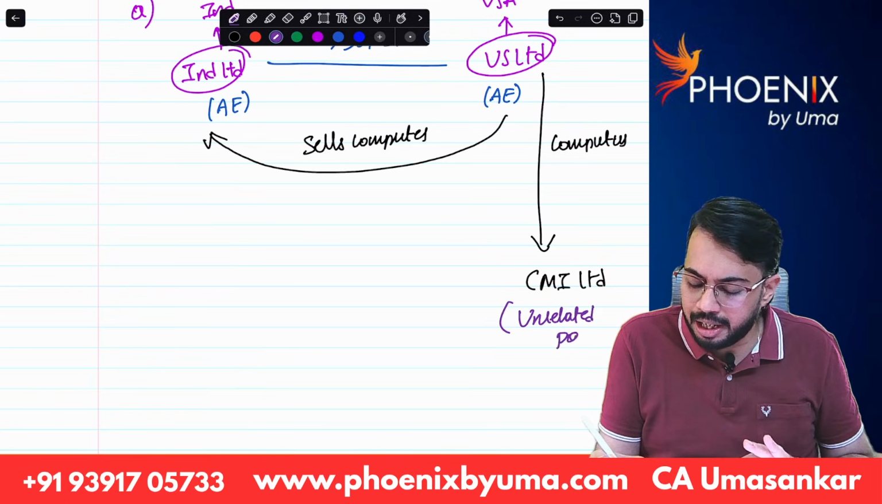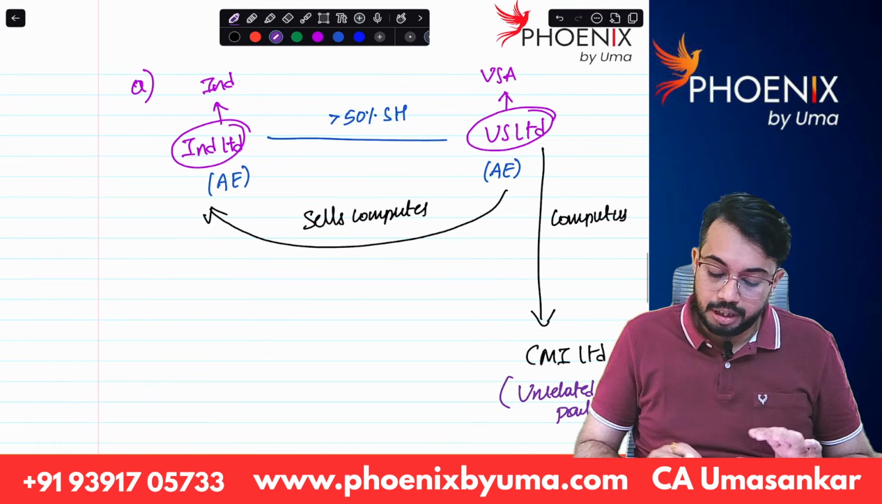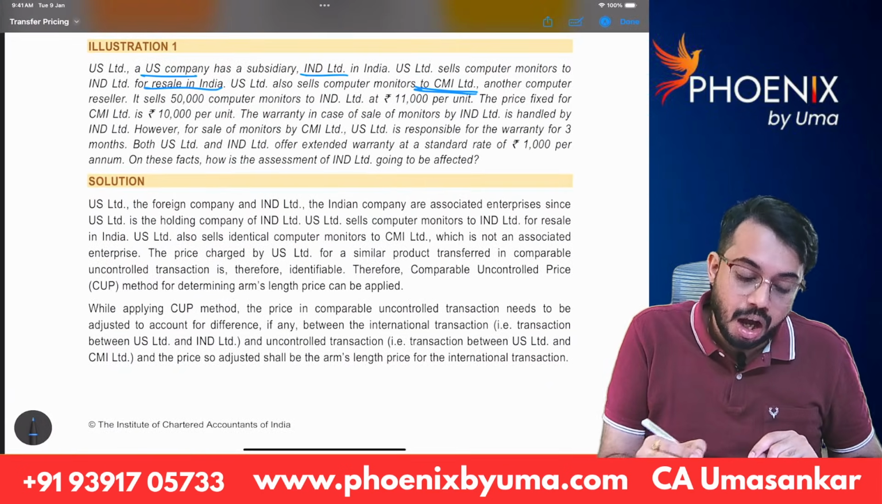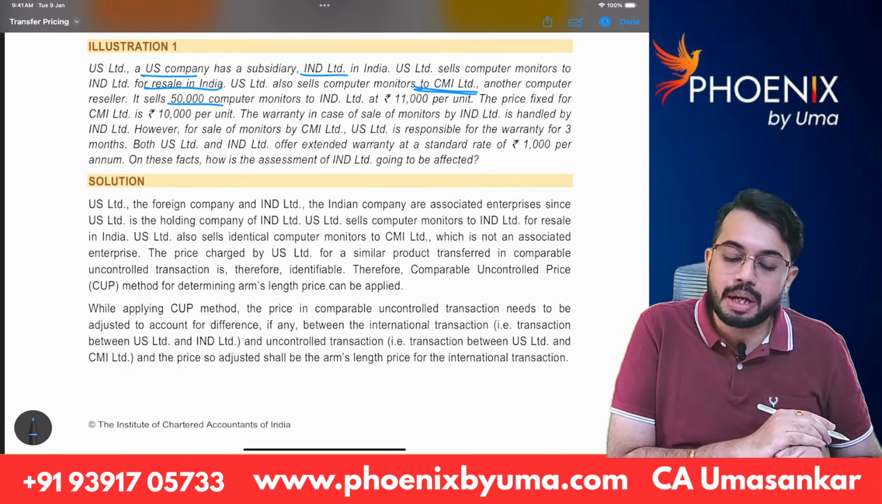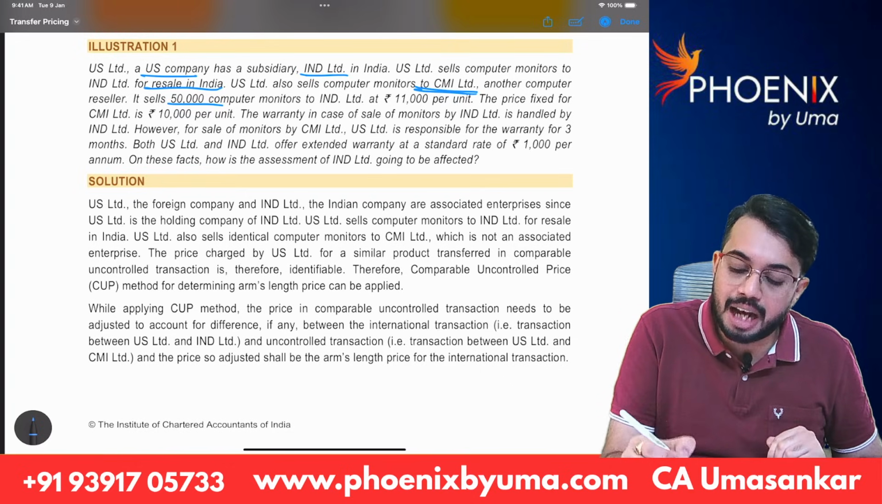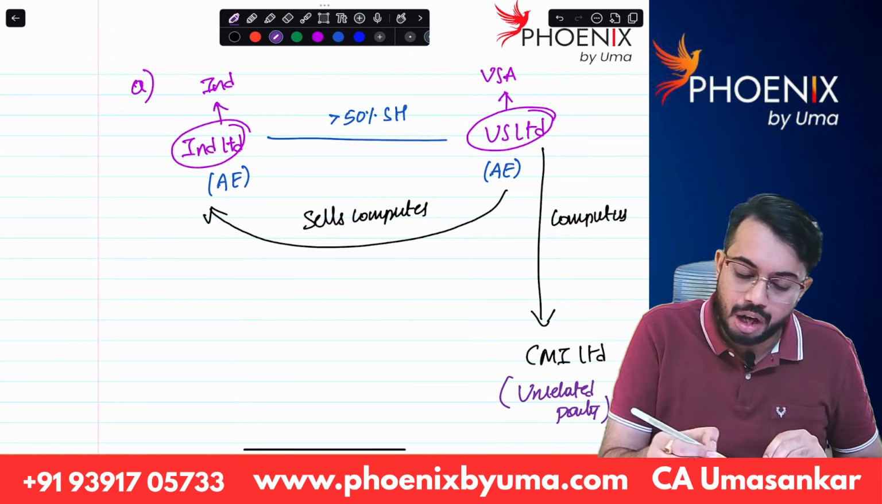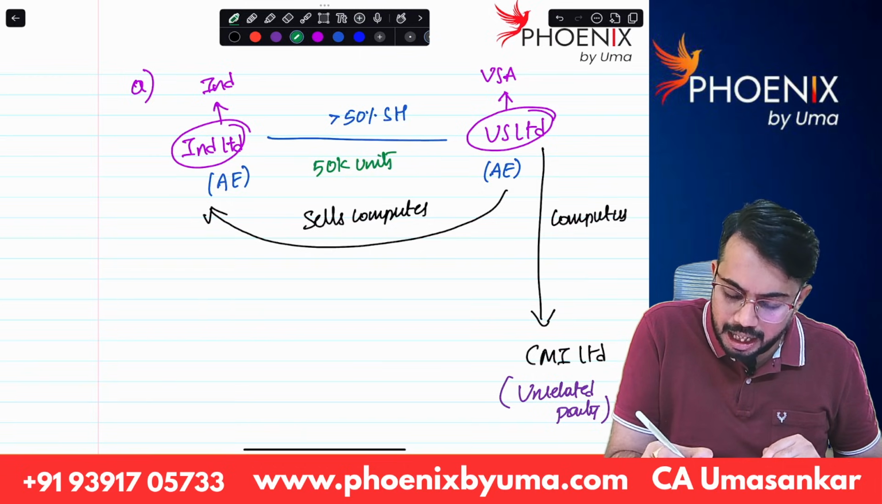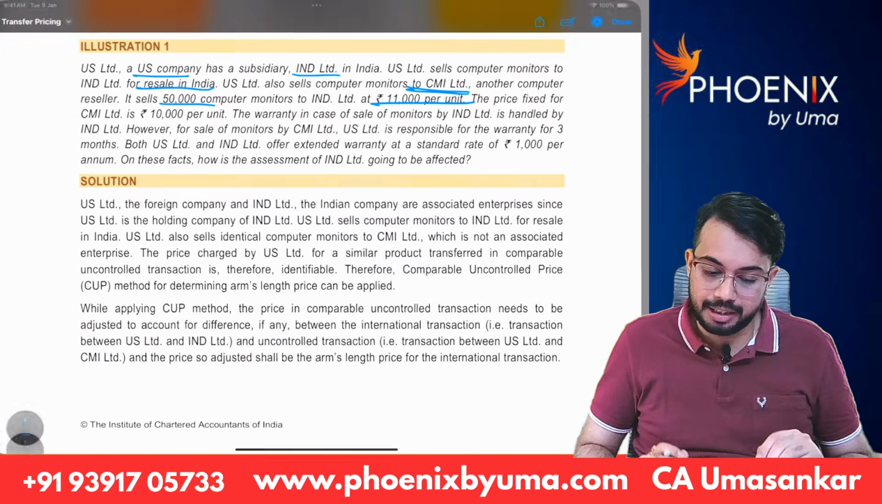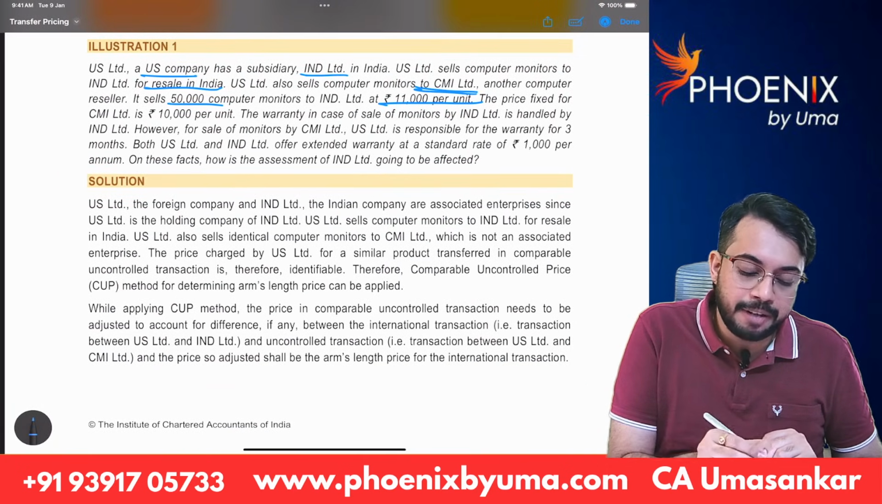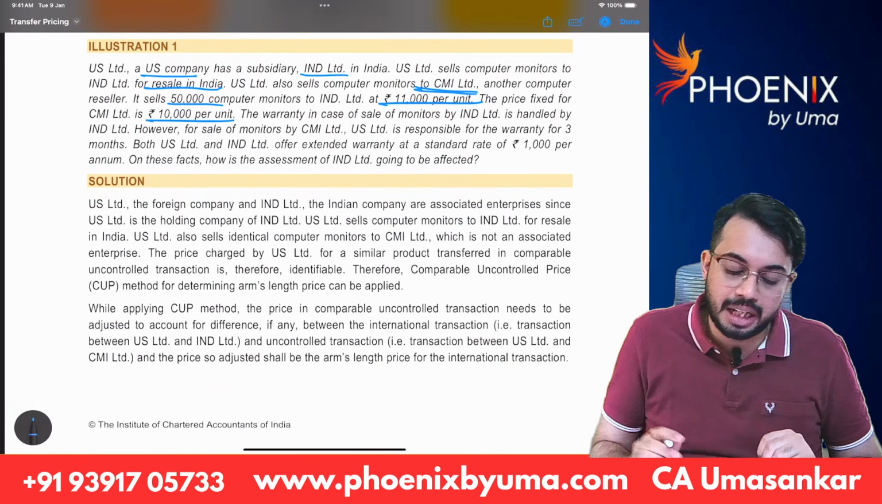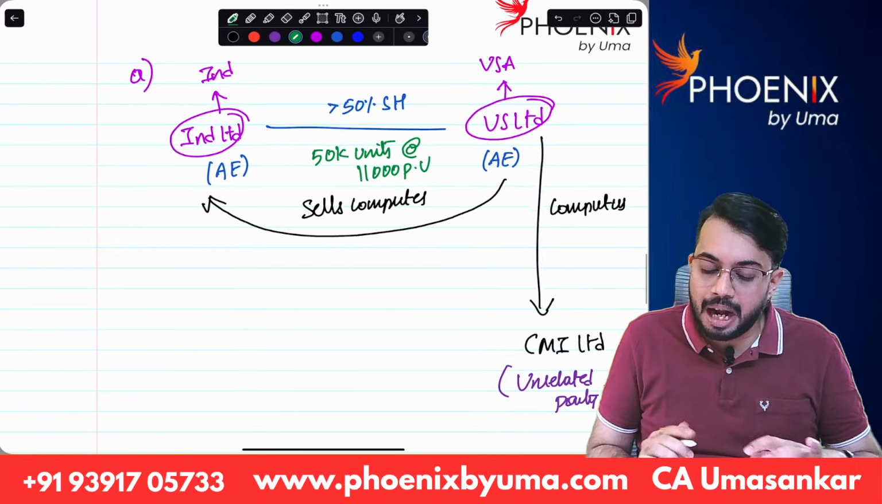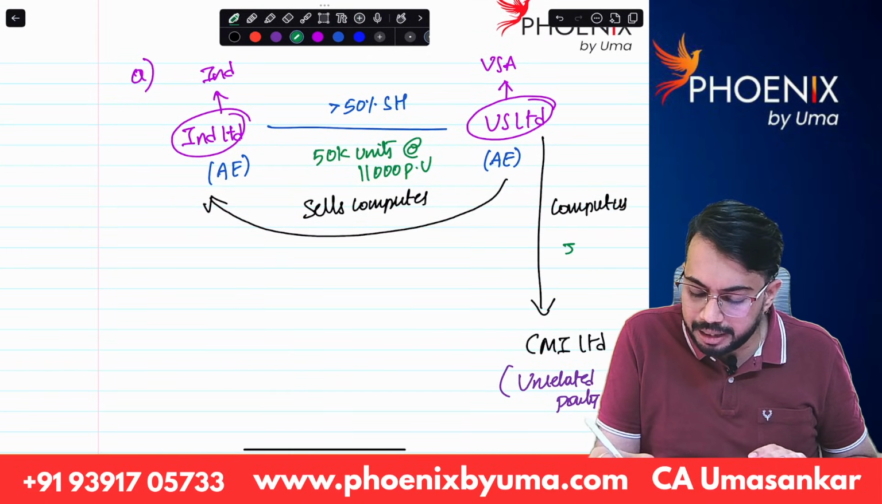You have to write clearly. Next. 50,000 computer monitors are sold to IND Limited at 11,000 per unit. Write down how many units are sold: 50,000 units at the rate of 11,000 per unit. Next. The price fixed for CMI Limited is 10,000 per unit. For the unrelated party, it is selling for 10,000 per unit.